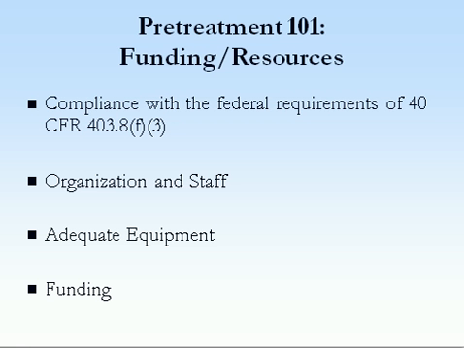The federal requirements also require the POTW to have and maintain sufficient resources and qualified personnel to carry out the authorities and procedures described in 40 CFR 403.8 F1 and F2. The Funding and Resources webcast will focus on needed resources and staff to implement an effective and efficient pretreatment program. Topics will include discussions of necessary equipment, funding, staffing the program, including organization of personnel, staff responsibilities, staff qualifications and staffing levels, and other implementation costs.